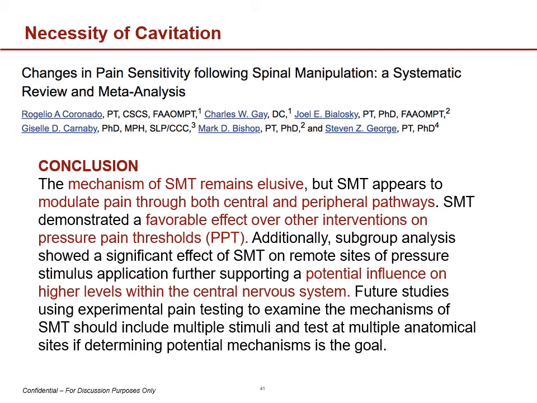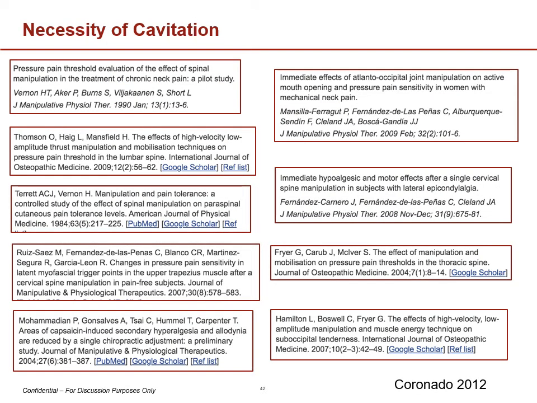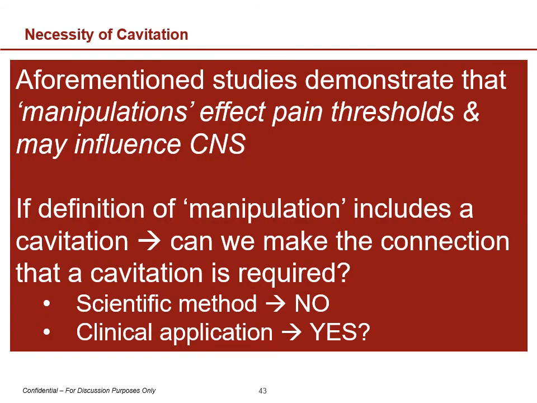There's a potential influence on higher levels within the central nervous system. So nothing was too concrete here, but basically what we got out of it was that the manipulations, again, including the definition of a cavitation, affected the central nervous system. These are the studies looked at in this systematic review. And the aforementioned studies demonstrate that manipulations affect pain thresholds and may influence the central nervous system. That's exactly what the conclusion stated.